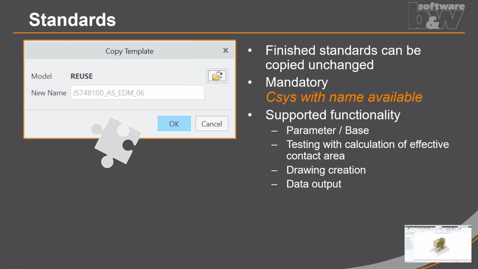So this means you have some prepared electrodes, including maybe a manufacturing assembly and maybe also already including a drawing. And then you can copy this whole data set with a new name into your electrode assembly, and it won't be changed by SMARTElectrode in any way. It's just copying the data. The only thing that is a mandatory requirement is you need a coordinate system with the name defined in the electrode options. And after that, again, all the subsequent functionalities should be available for this.